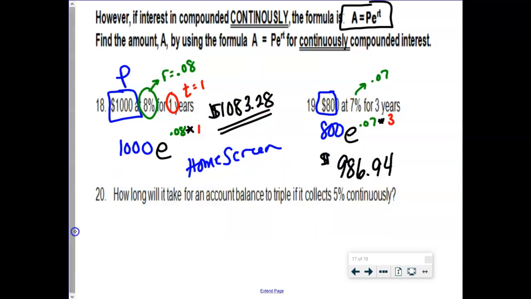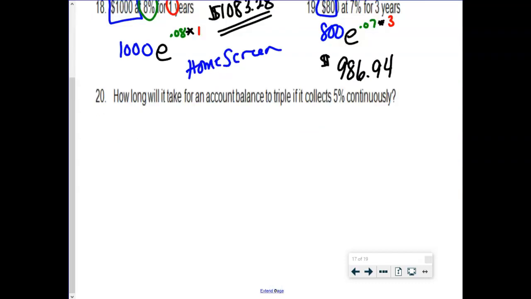So this final question here, how long will it take for an account to triple if it collects 5% continuously? This feels a whole lot like the first question we did today, but because it's compounding continuously, you're going to use that PERT formula that we just used a few times. So, you notice they don't give you what? How much money? So how much money would you like to invest? 100. I like it. So I'm going to invest $100 because I want to.